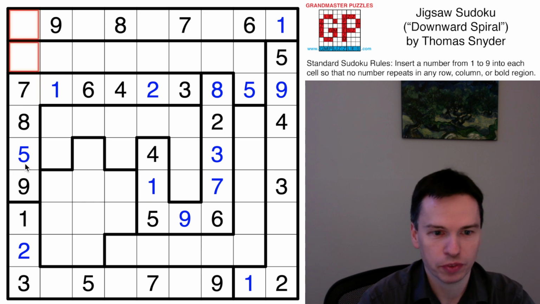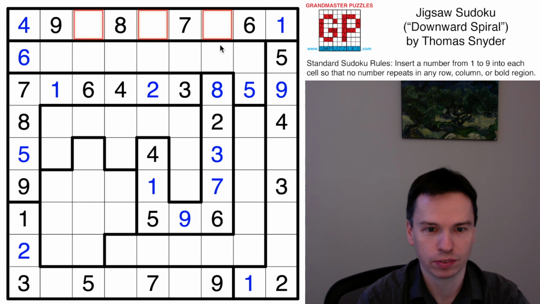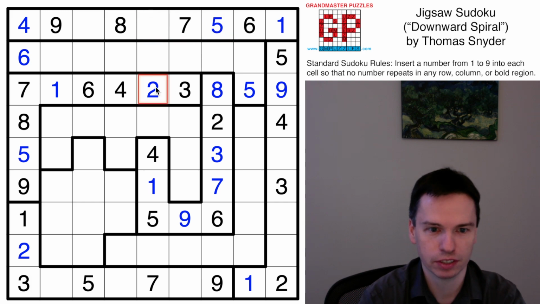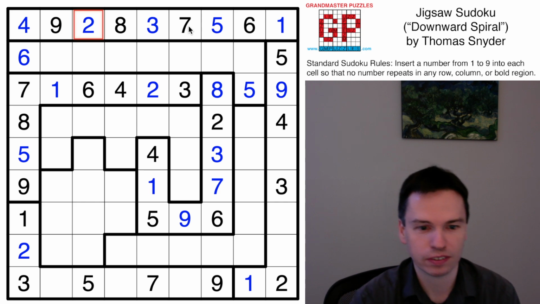This first column's almost complete, so let's look at it. It needs a 6 and a 4, and there's already 6 to the right, so 6 and 4 go in here. We need 2, 3, 5 for this group. I've got 2 and 3 here. That puts in this 5. I've got 2 now filled into this cell, which gives 3 here and 2 here. So get that all completed.